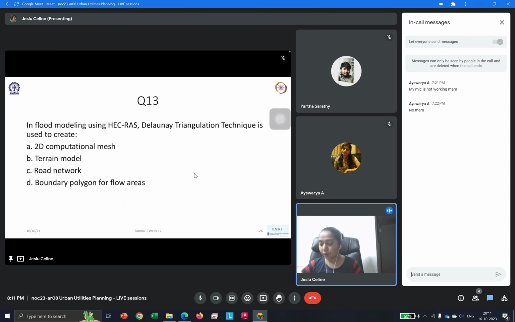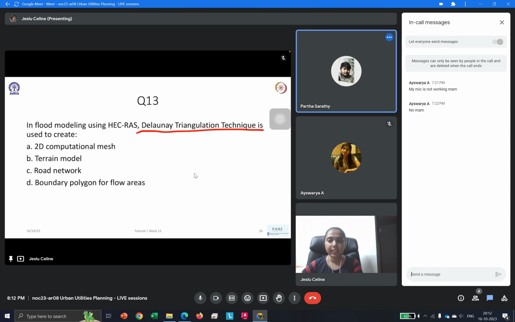Question 13. In flood modeling using HEC-RAS, Delaunay triangulation technique is used to create which of the following? A. 2D computational mesh. B. Terrain model. C. Road network. D. Boundary polygon for flow areas. Delaunay triangulation technique. I know this is a bit technical, so you can just make a wild guess if you don't know. Terrain model. Okay.